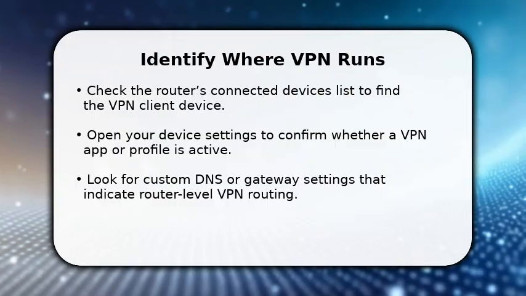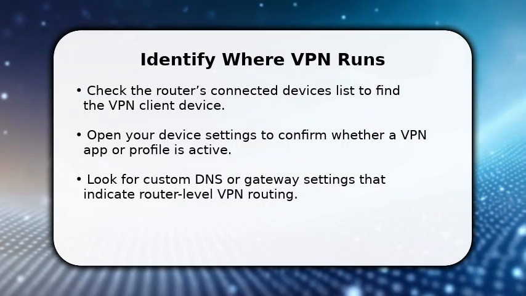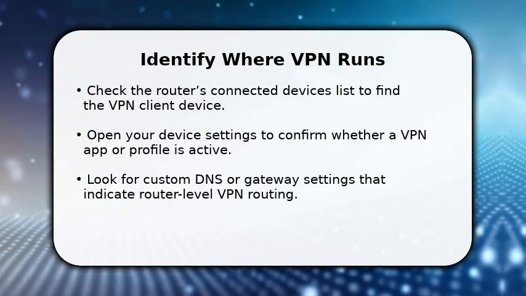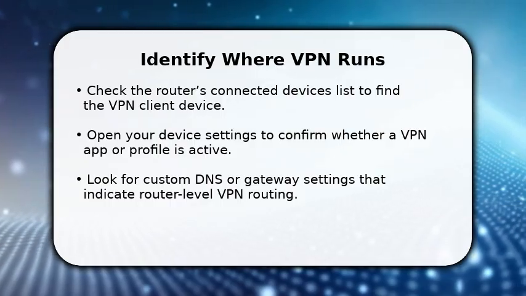Enjoy the video. Start by confirming where the VPN is running on your network. Check the router's connected devices list to find the VPN client device. Open your computer or phone settings to confirm whether a VPN app or profile is active.